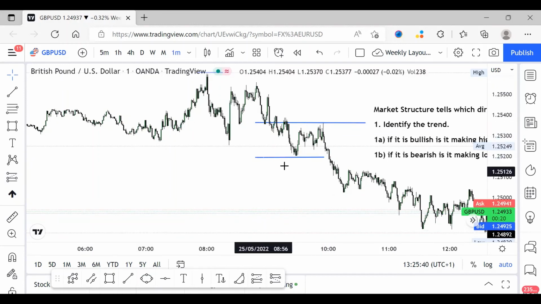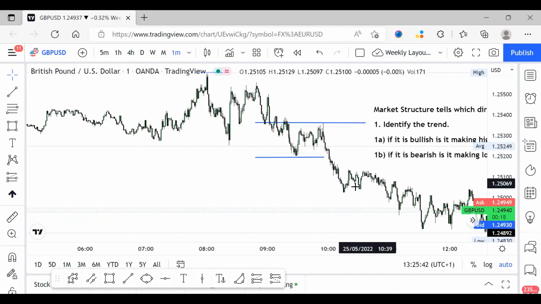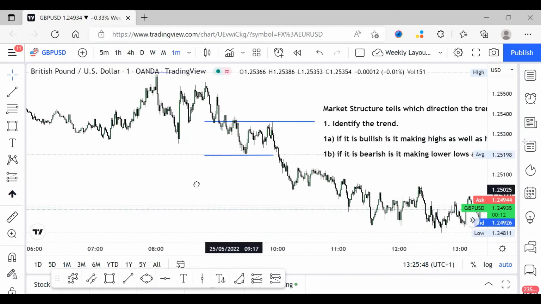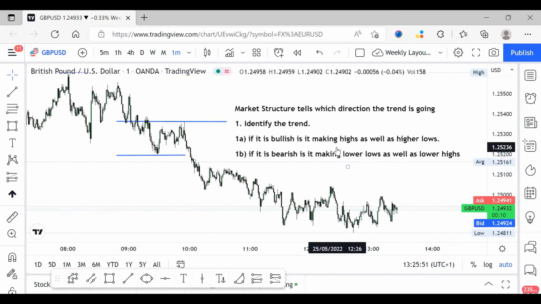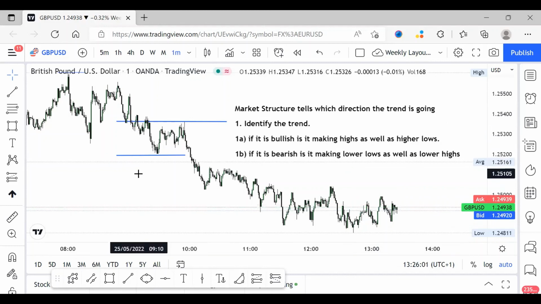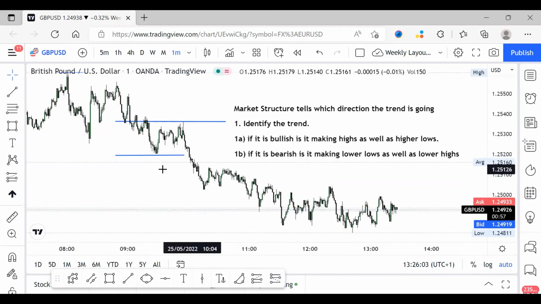You must be able to see this on most time frames to identify when the trend is changing. If it's making higher highs, it must make higher lows. If it doesn't make higher highs but still makes only higher lows, that means the trend is going to be reversing very soon. So this will tell you when to enter and when to exit.